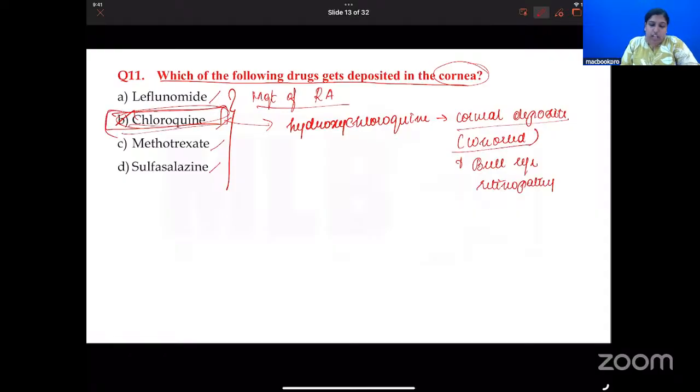Obviously, we have clicked the answer. Chloroquine is correct. Along with that, if they ask you about an owl-like appearance or bull's eye retinopathy, the answer will be hydroxychloroquine, which is a derivative of chloroquine. As you all know, chloroquine is also used as an anti-malarial drug. On the other hand, please remember, what are the other drugs which can cause corneal microdeposits?